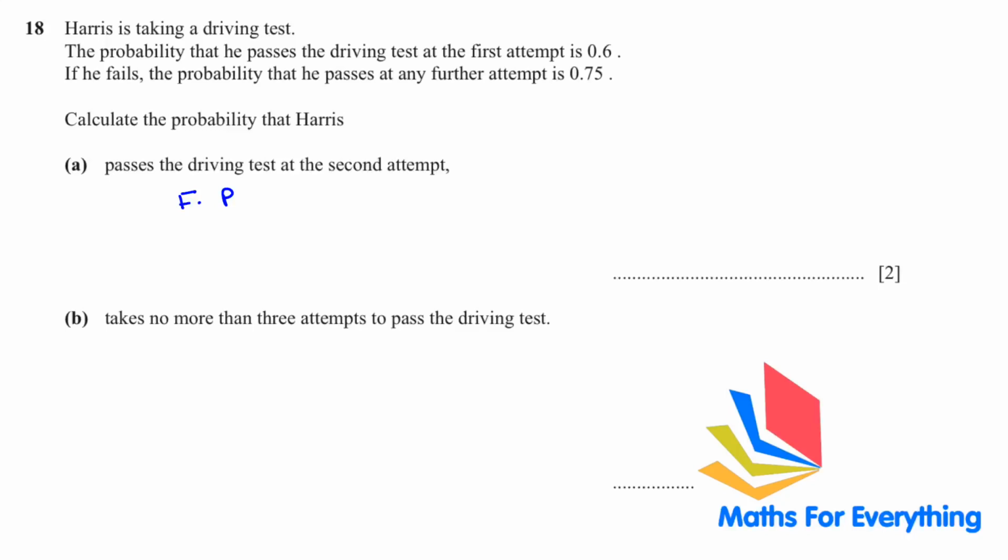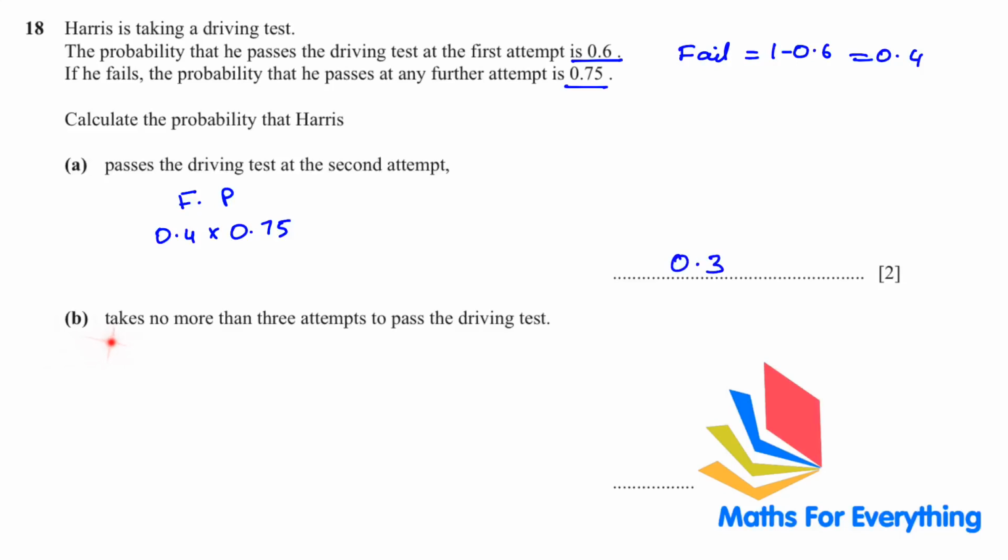The chances of his passing the driving test in the first attempt is 0.6. So failing will be 1 minus 0.6, which is 0.4. And the passing in the second attempt is 0.75. So we multiply them both. And the answer is 0.3.